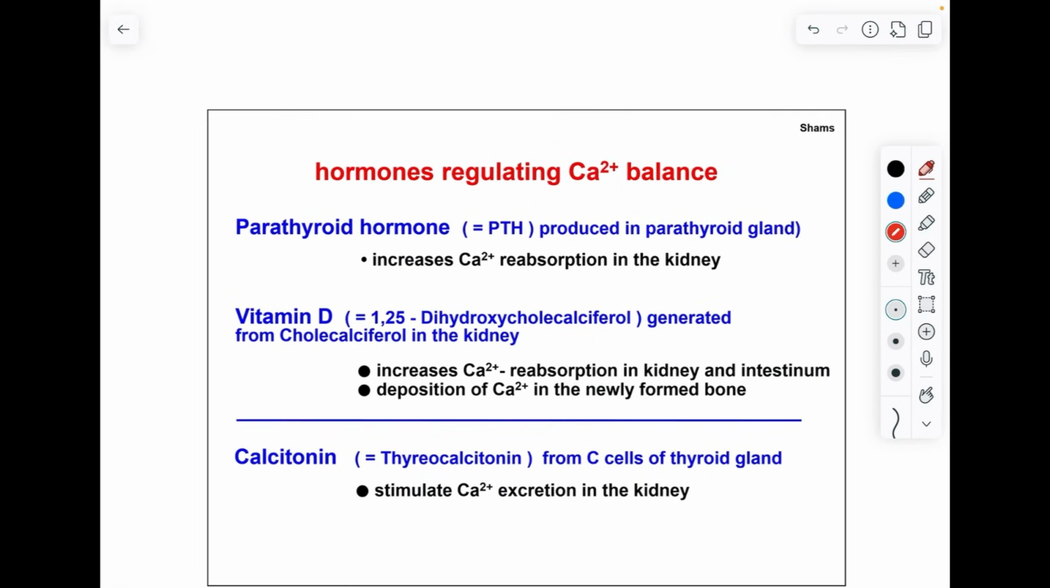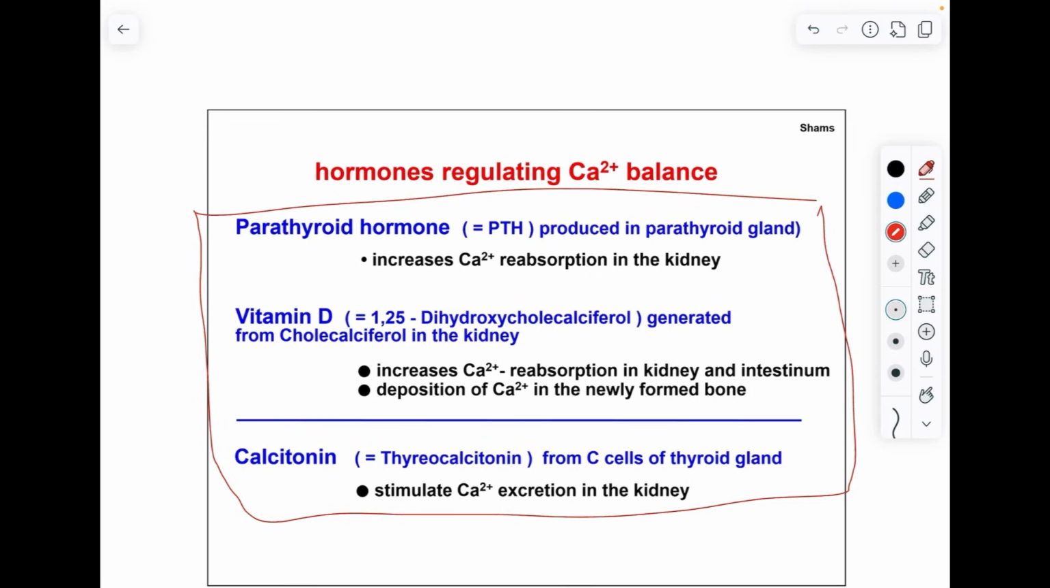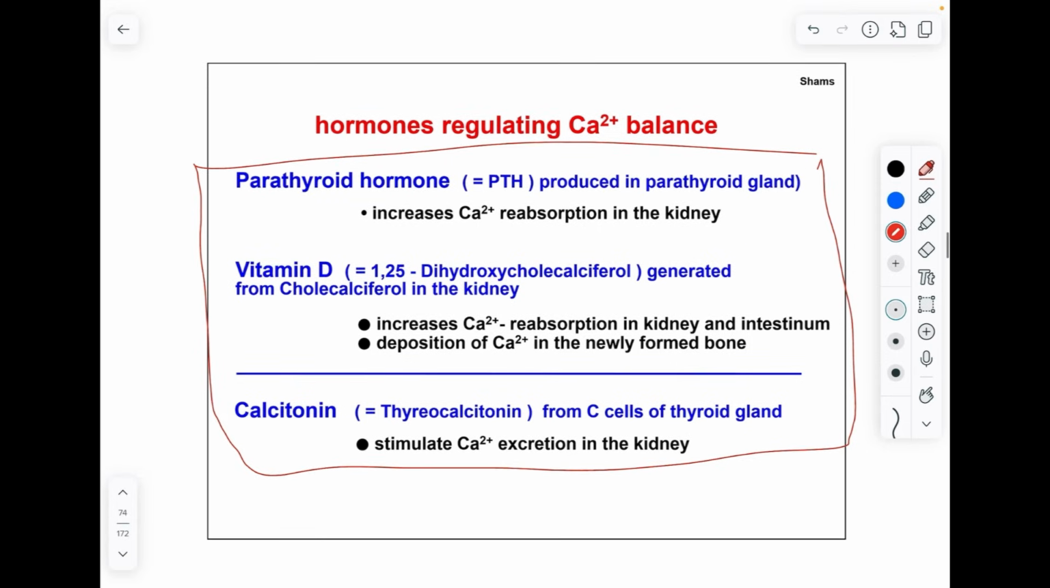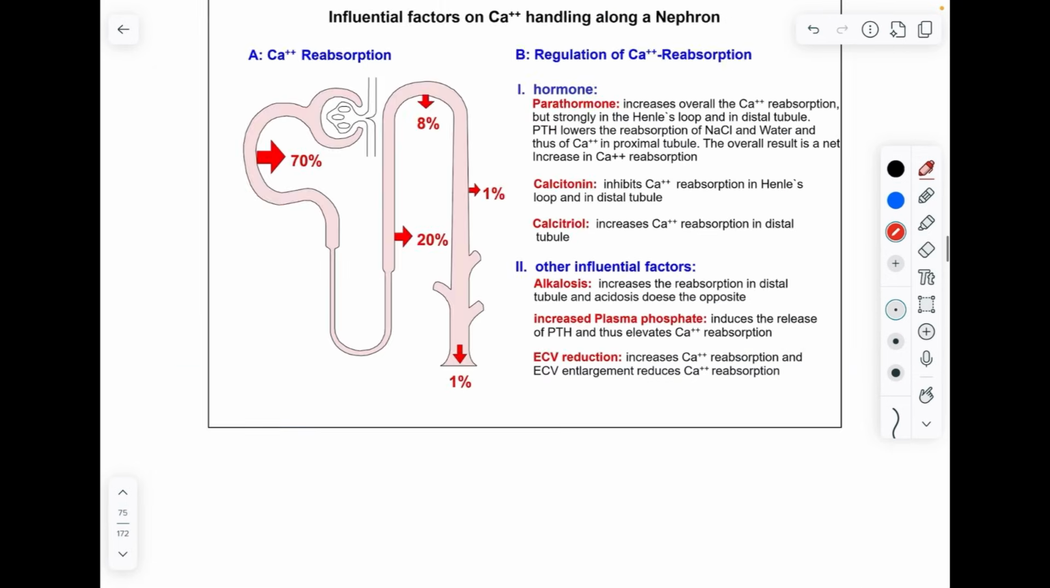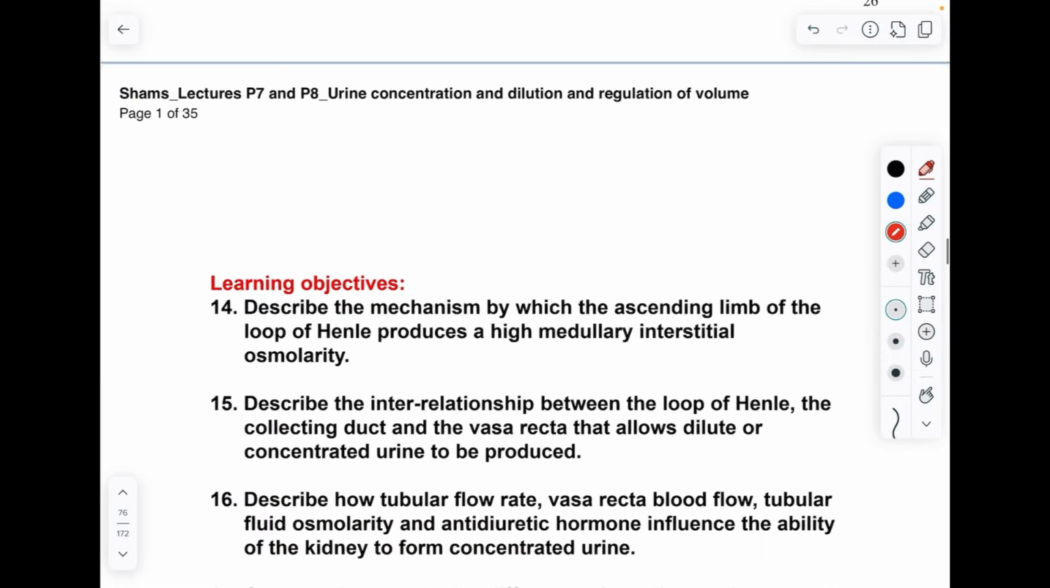Okay, now hormones regulating calcium balance. The doctor said it's not very important, but just know this slide, okay? The others are not important. So just remember that all of the hormones are increasing calcium reabsorption, except for calcitonin. It's doing the opposite. This is the same thing.